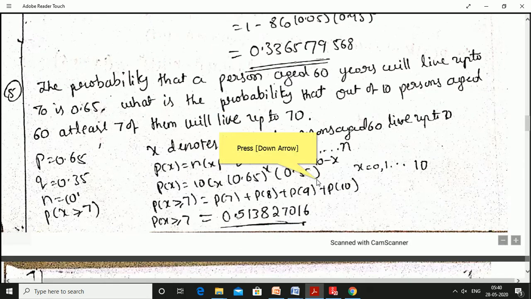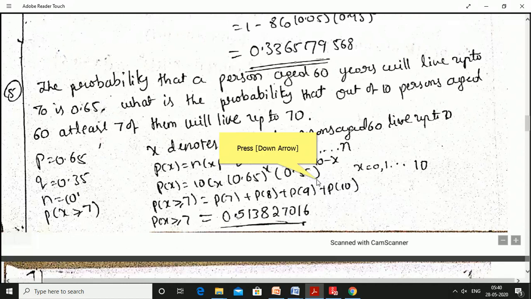I hope you are following, right? The next problem: the probability that a person aged 60 years will live up to 70 is 0.65. The man aged 60 years, he will live up to 70 years is 0.65. That is p is equal to 0.65. Q is equal to 1 minus p, 1 minus 0.65 is 0.35.